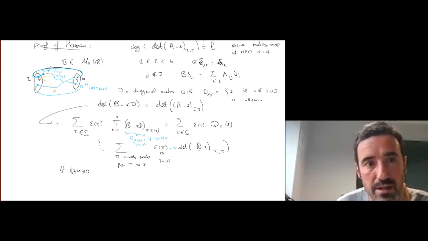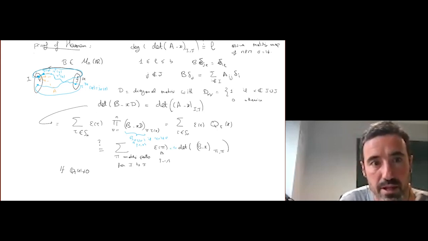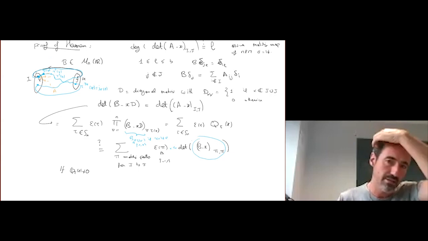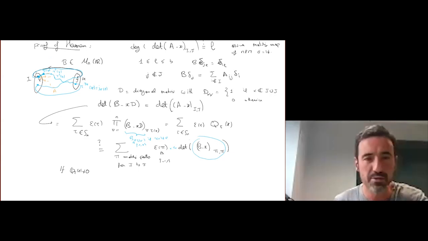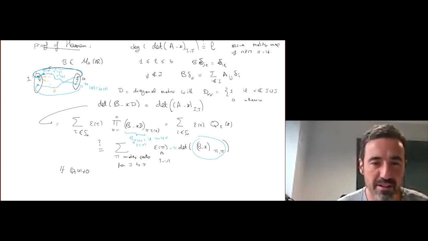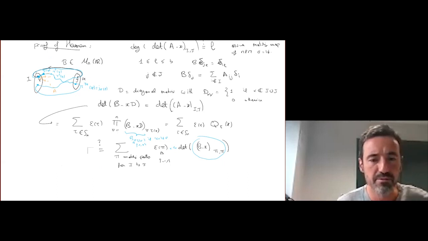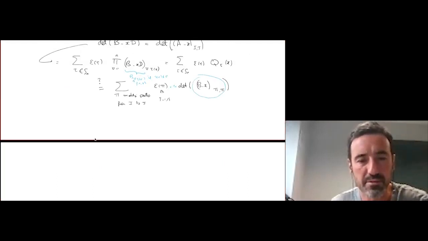And then what remains is precisely, when you have made this union of permutations, you have exactly spanned a path pi, and what remains is a determinant of the submatrix. Okay, so that's the explanation of this formula. There are more details in the notes if you are interested.